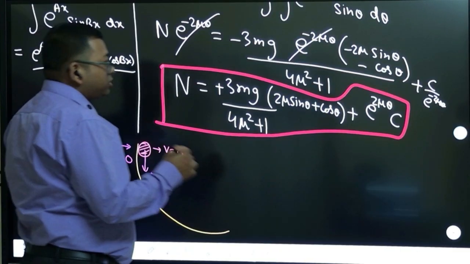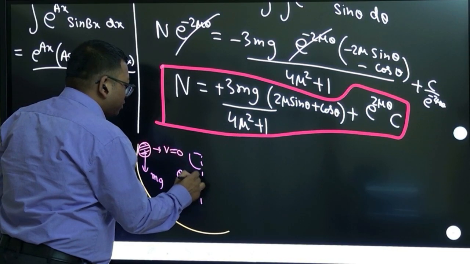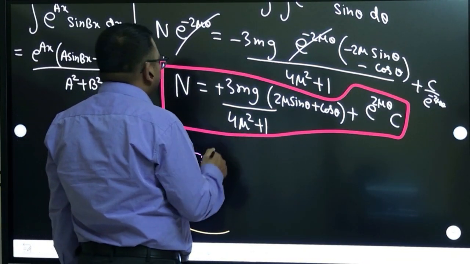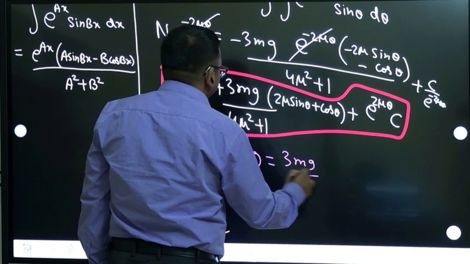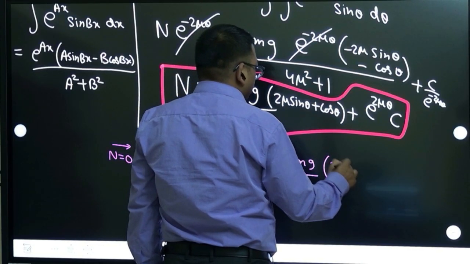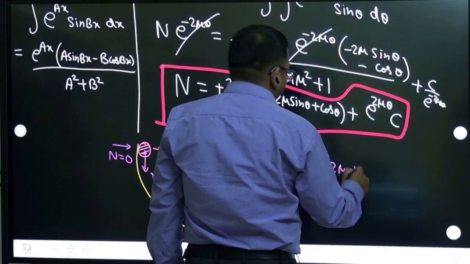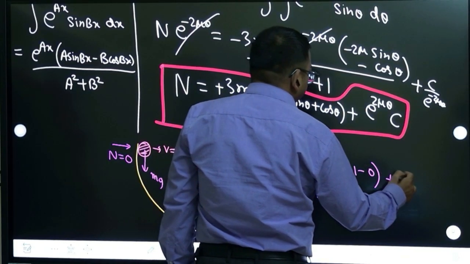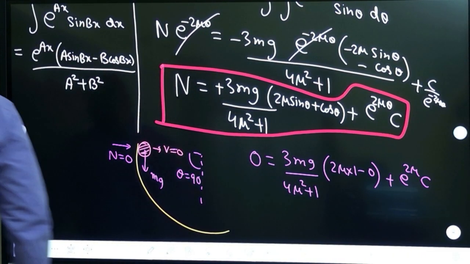So initially means when theta is 90 degrees. Remember, initial means when theta is 90 degrees. That time we are talking about. If you take theta 90 degrees and substitute, what do you get? Normal is 0, right? C mg by 4 mu square plus 1, 2 mu sine 90 degrees will be 1, cos 90 degrees will be 0, plus, as theta is 90 degrees, e to the power 2 mu into c. Let me check that.